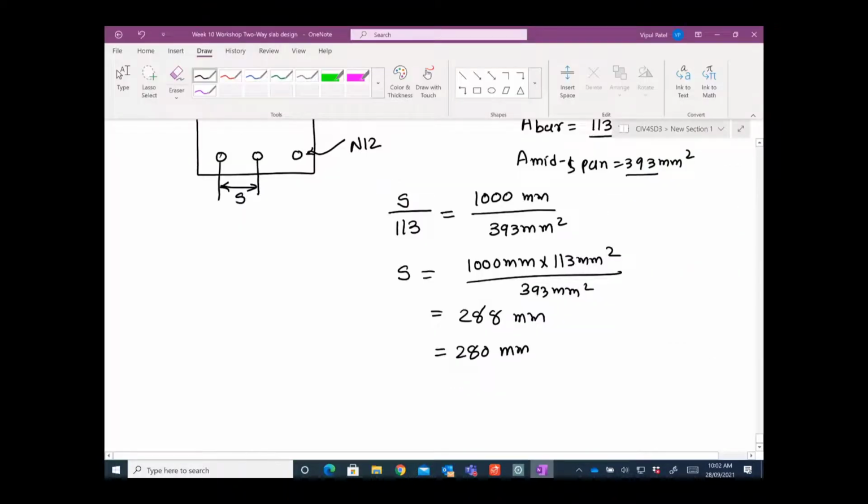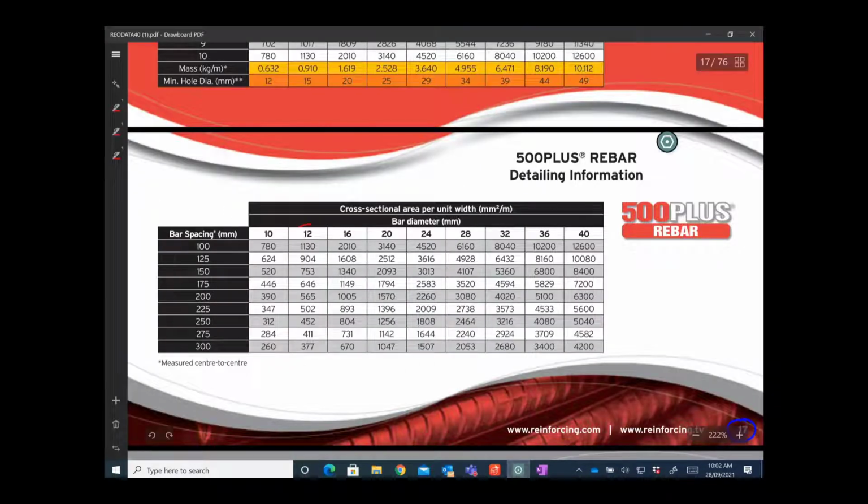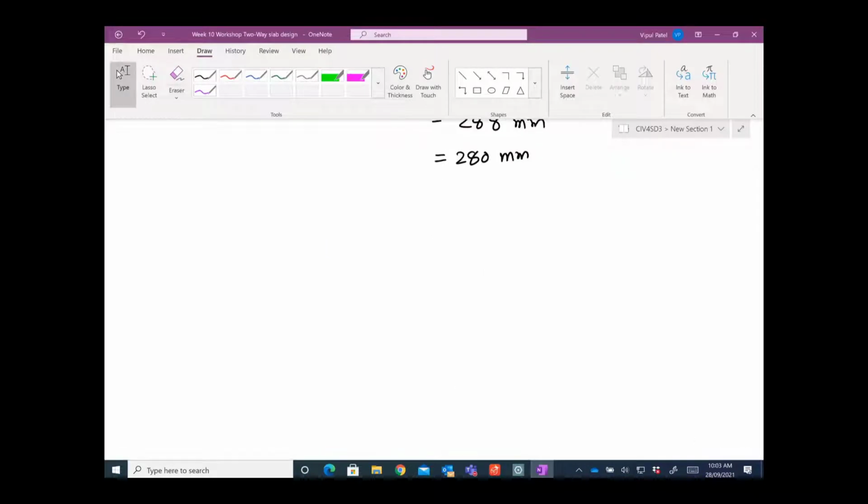So here what we do, we just going to check the 393 number and come back here. Here we have an N12 bar, 393, 377. We can't use 370 because we need to find the area which is more than 393. So you have this 411. Okay, so that works, and we provide 275. So that is good.